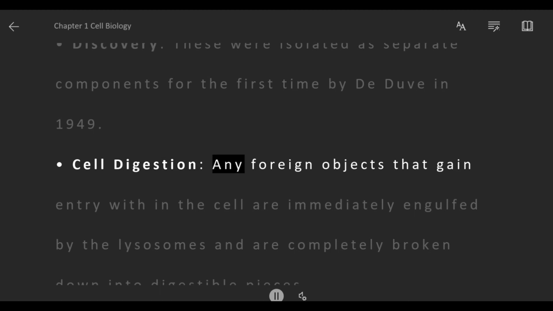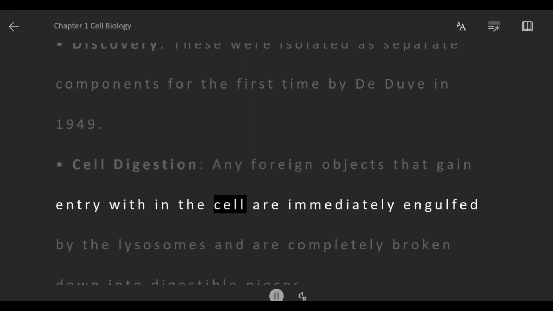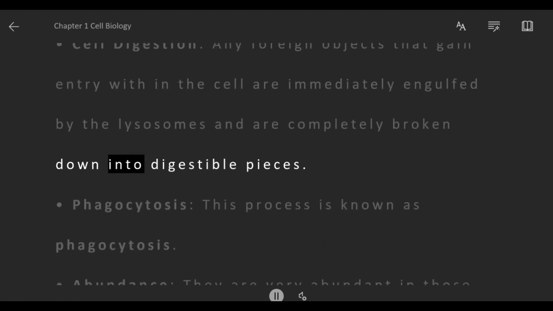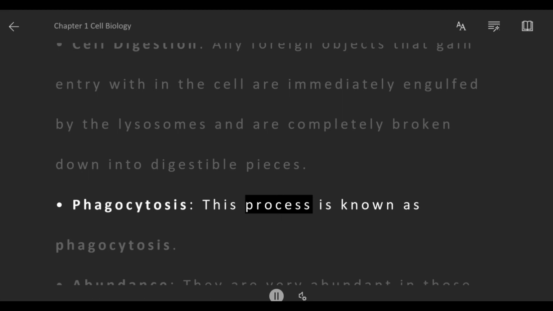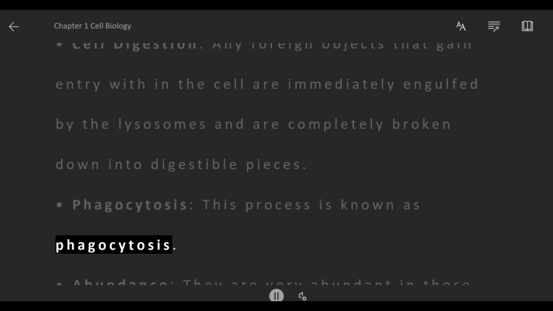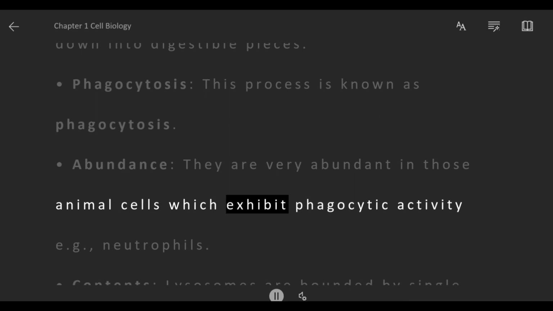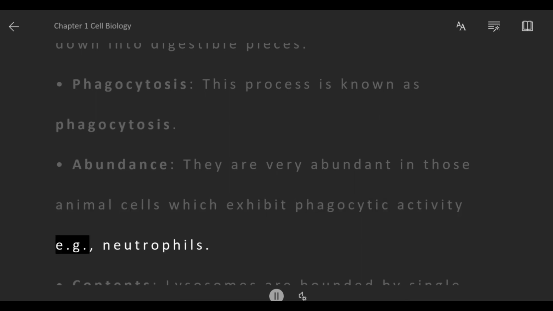Cell digestion. Any foreign objects that gain entry within the cell are immediately engulfed by the lysosomes and are completely broken down into digestible pieces. Phagocytosis. This process is known as phagocytosis. Abundance. They are very abundant in those animal cells which exhibit phagocytic activity, for example neutrophils.